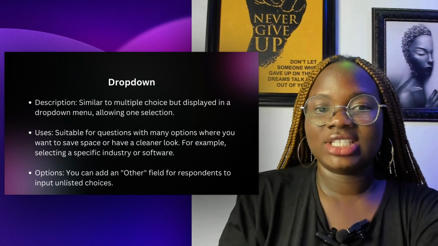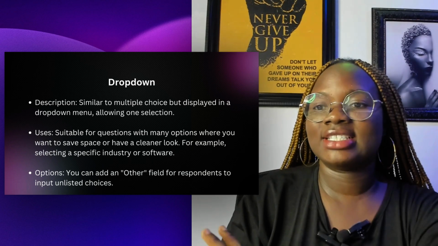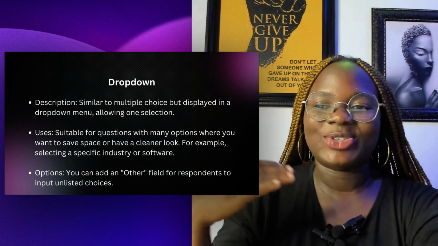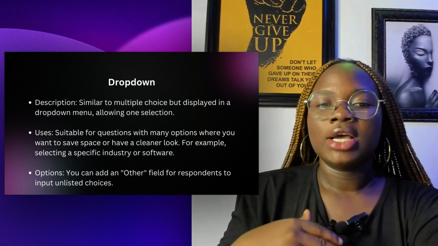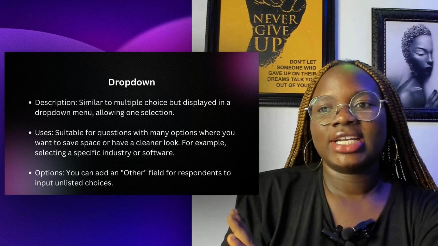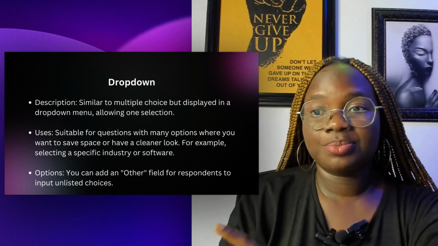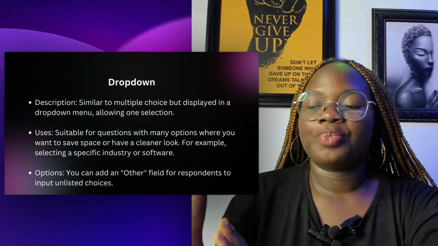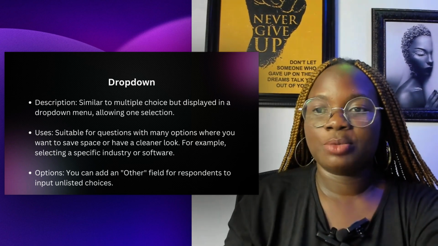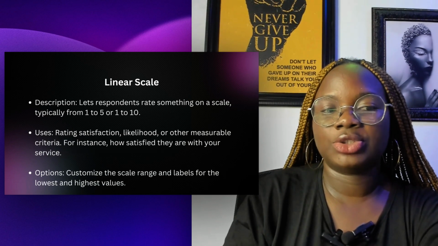Okay, so the next one is the drop down menu. Now the drop down menu is similar to multiple choice, but the only difference with drop down is that it drops down, as the name implies. So it is used to save a lot of space, and you can have that drop down pick only one answer. So it's like multiple choice, you can only pick one answer, and it is suitable for asking questions about maybe a specific industry or their email marketing software. And in the drop down menu you can also have the other option.